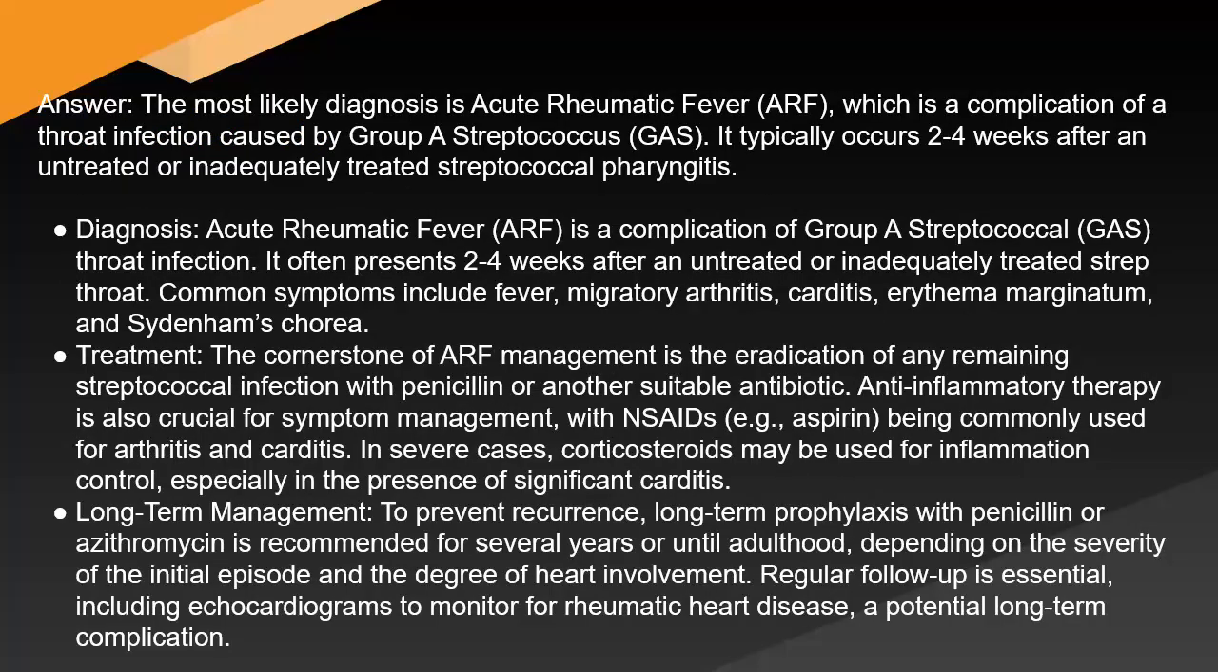Answer: the most likely diagnosis is acute rheumatic fever (ARF), which is a complication of a throat infection caused by group A Streptococcus. It typically occurs 2 to 4 weeks after an untreated or inadequately treated streptococcal pharyngitis. Diagnosis: acute rheumatic fever is a complication of group A streptococcal throat infection, often present 2 to 4 weeks after an untreated or inadequately treated strep throat. Common symptoms include fever, migratory arthritis, carditis, erythema marginatum, and Sydenham's chorea.